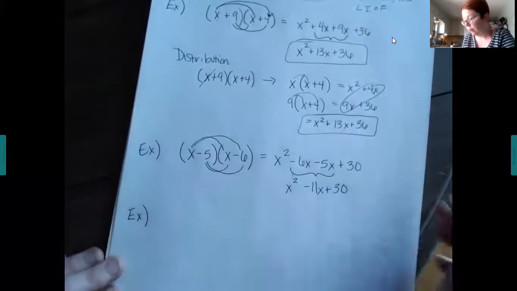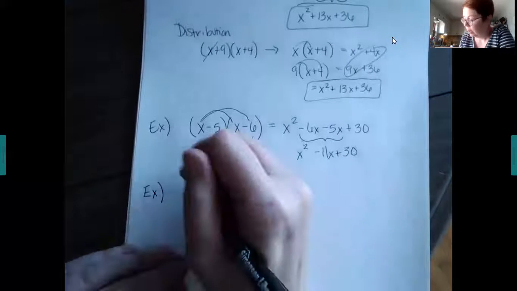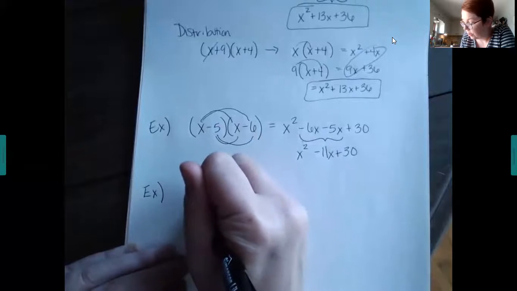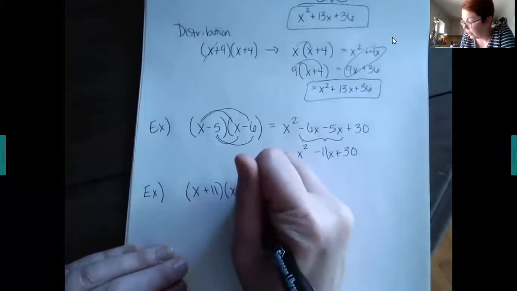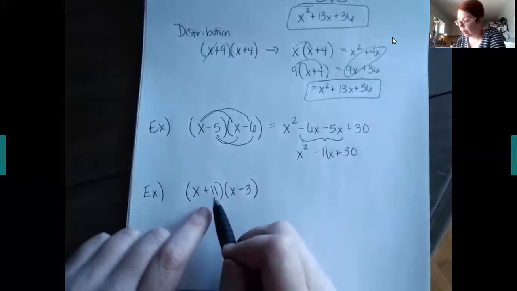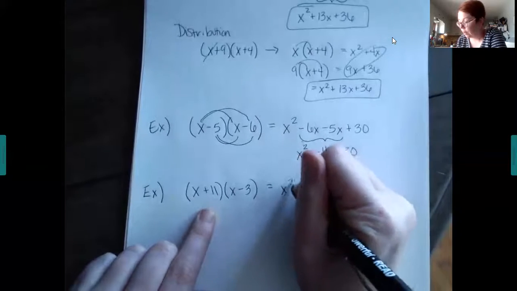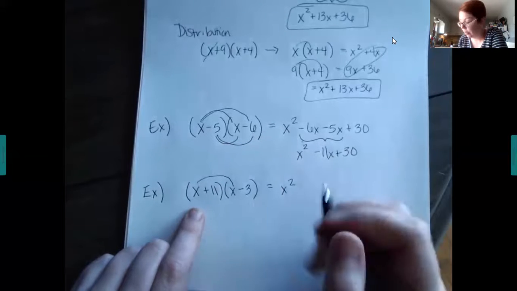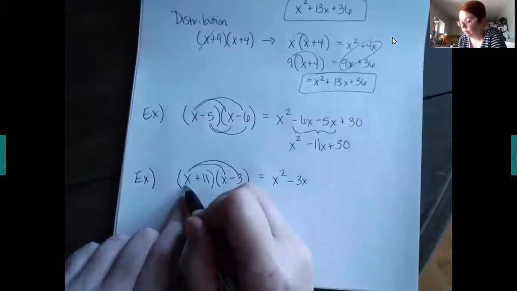Okay, but what if there are different signs? Good thing you're here, because that happens. So if we have, let's do x plus 11 times x minus 3. So here we have a positive times a negative. When we do x times x, we get x squared. And then x times this minus 3 will get us a minus 3x. So we're done with that x.